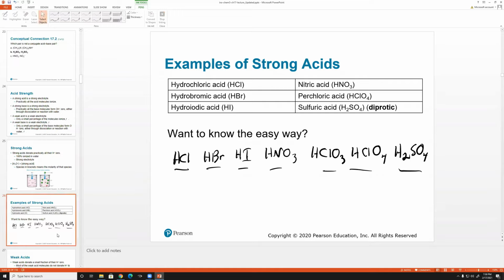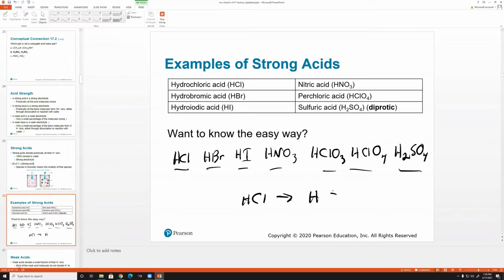And then for weak acids, if you know this, you know the strong and the weak, because the weak acids are the ones that simply do not fall in this category. So anything that is not Hickel, Hibber, Hi, Hino, Hiclo, Hiso is considered a weak acid, which means that it is a weak electrolyte and that it has a very low percentage of ionization. Let's say for HCl, we have a high percentage of ionization. That's actually 100%, or very close to it.